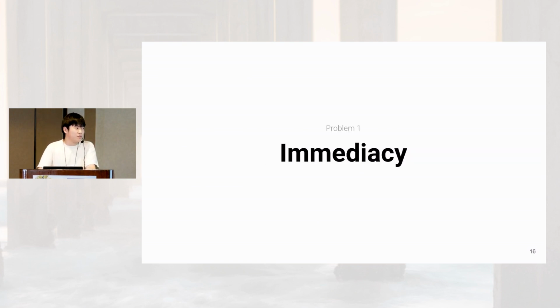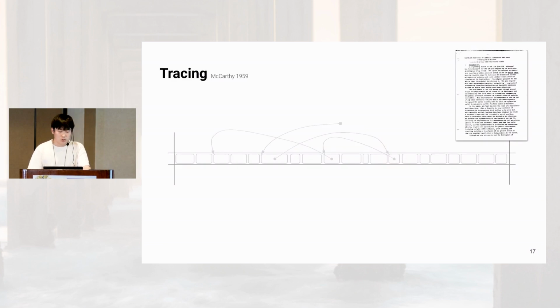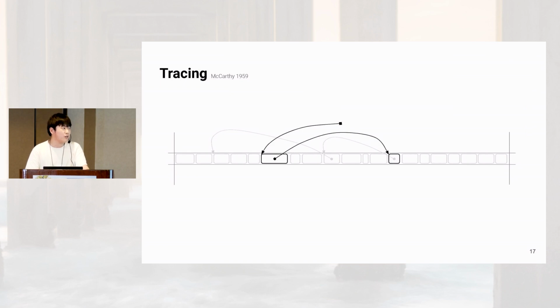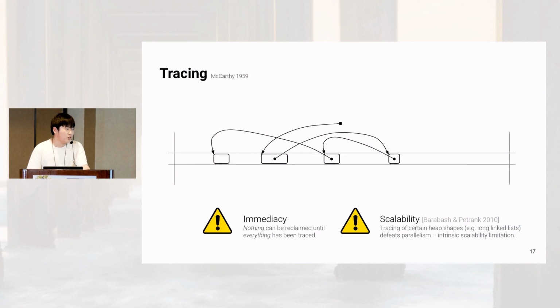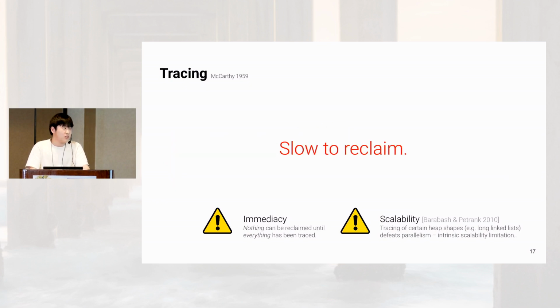The first problem is immediacy. The tracing collector cannot reclaim objects timely. For a traditional tracing collector to reclaim memory, it has to apply a transitive closure starting from the root pointers and recursively mark all the live objects in the heap. And so it has a few issues. The first, it cannot reclaim anything before everything has been traced. And also the parallelism of tracing itself highly depends on the shape of the heap. So this makes tracing intrinsically slow to reclaim.